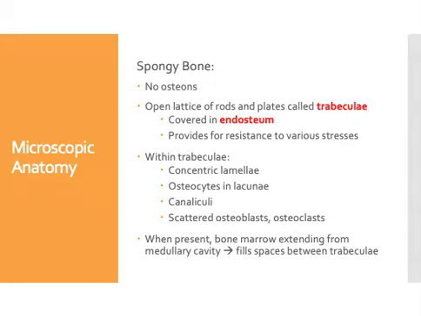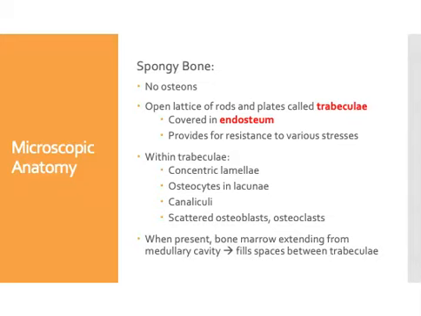Now, when you take a look at each one of these trabeculae, when you cut them in cross section and look at the cut end, you see something that looks almost like a single osteon, but it's not an osteon. It does not have the anatomy necessary to be considered an osteon, but it does have some features. For example, you're going to see concentric lamellae, circles of bone surrounding each other. You're going to see osteocytes in between each of the lamellae, in little cavities called lacunae. There are canaliculi connecting the lacunae. And you will even find some scattered osteoblasts and osteoclasts associated with the trabeculae.